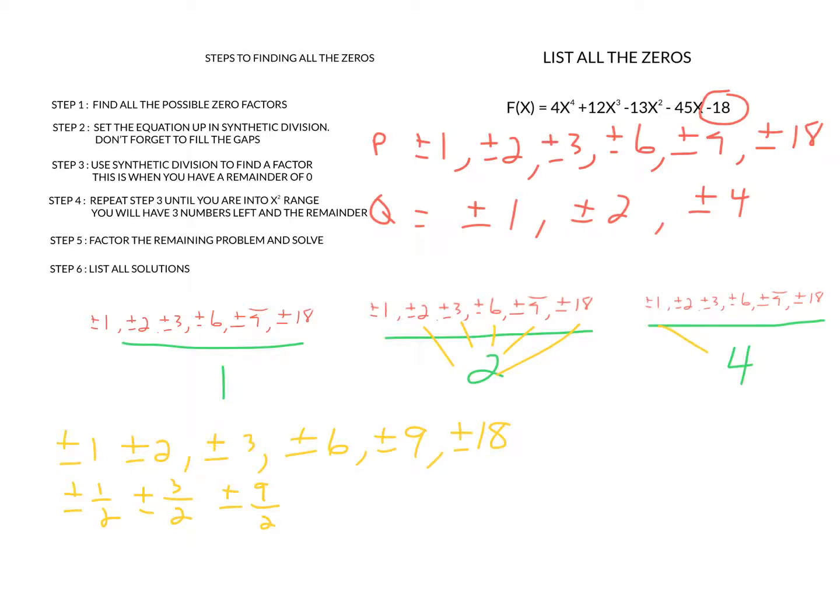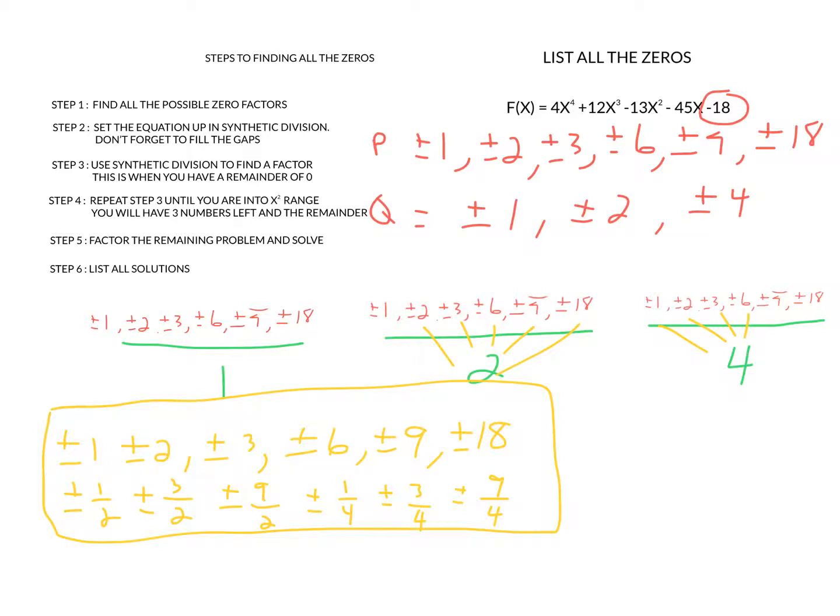Then we have the fourths, so plus or minus 1/4. 2/4 is a half, we already have it. 3/4, plus or minus 3/4. Then we have 6/4, which is 3 halves. We already have it. We have 9/4, plus or minus 9 over 4. Then we have 18/4, which is 9 halves, which we already have. So this right here is all our possible factors.